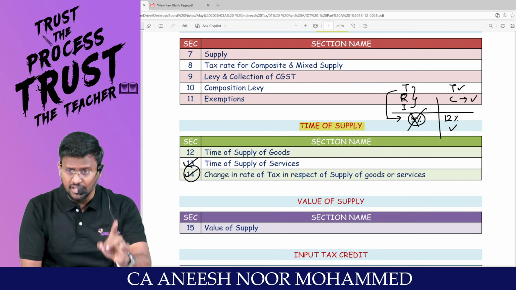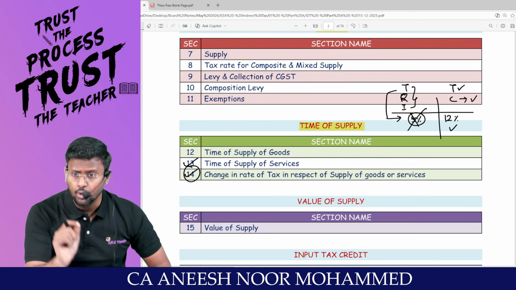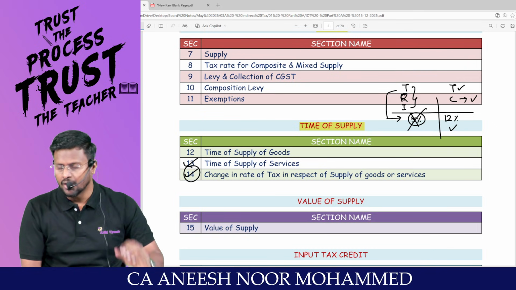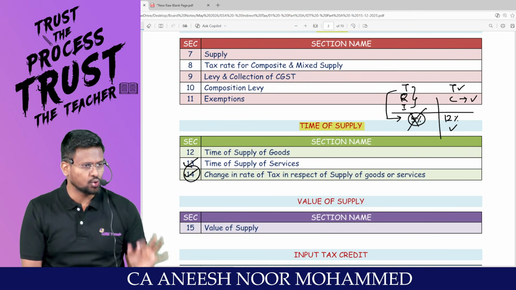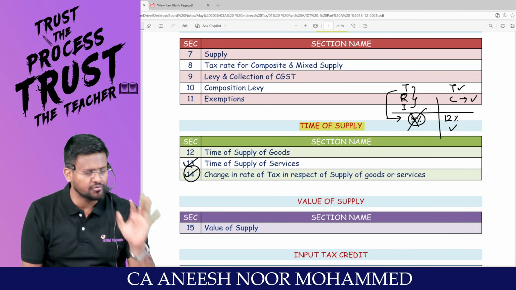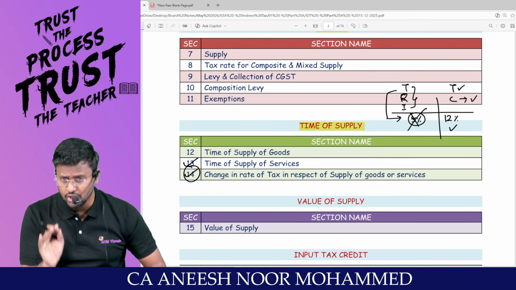If there is a change in the rate of tax, at what rate are you liable to pay GST to the department? That's what a change in rate of tax is. So, time of supply in case of change in rate of tax.